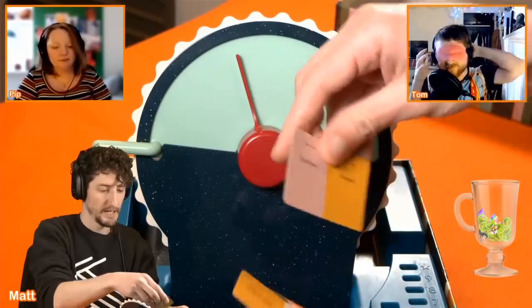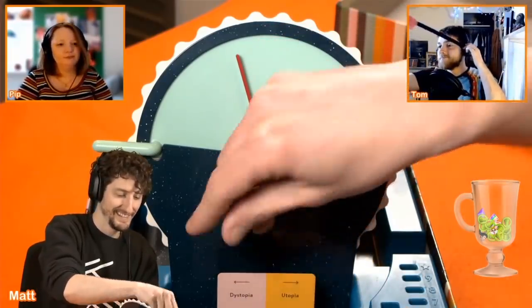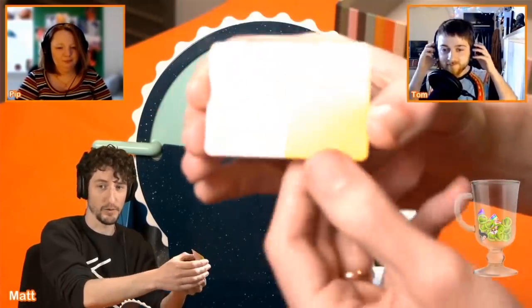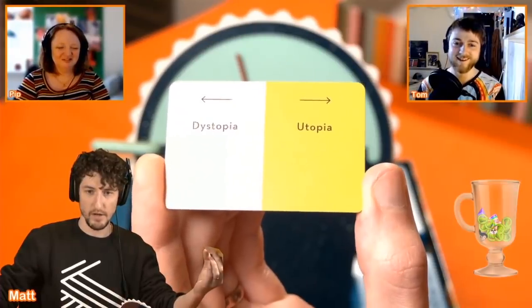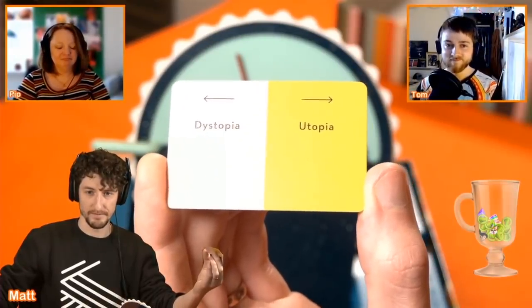And I'm going to take one of these, which is dystopian to utopian. So I'm just going to bring this up so people can see. Dystopia to utopia is the category we are looking at, and I've got to come up with the clue that's going to get the right place.